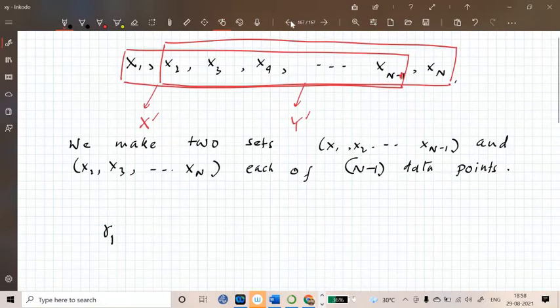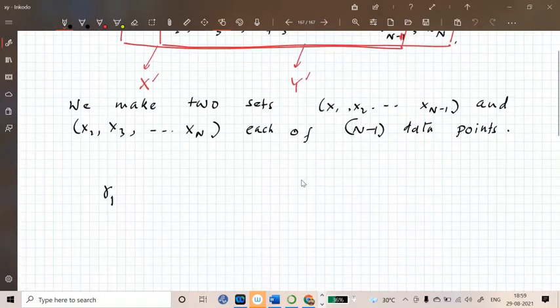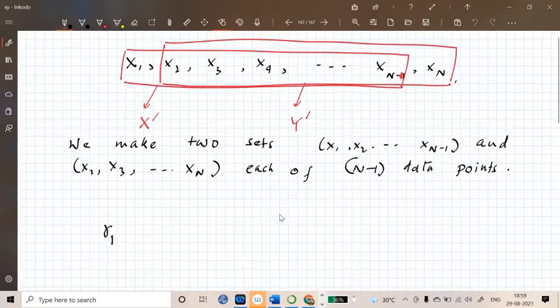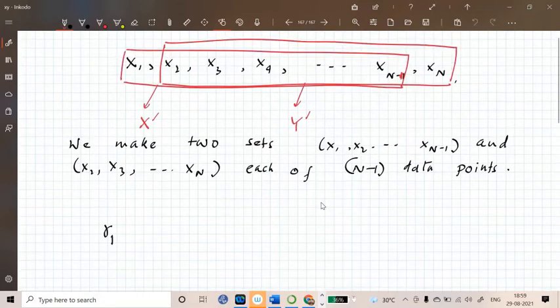Okay, so now if we do a similar calculation for the correlation coefficient, we now call it say R1, and remember this formula we left here at the last. This is equation number 4, remember this expression. So this is the first set of numbers x, and y is the second set of numbers, I mean from the same series of numbers. Okay, so we call it R1. We intentionally call it R1 because the numbers are shifted by just one.